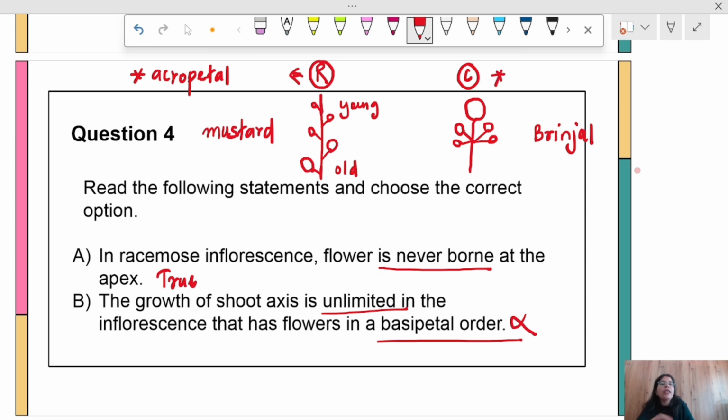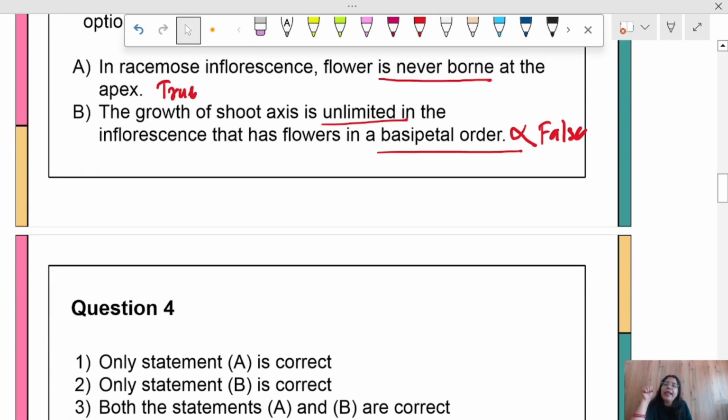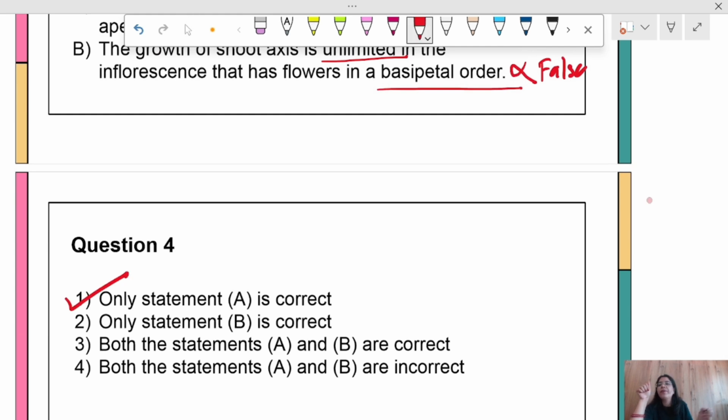On the other hand, the opposite is called basipetal, where the oldest is at the apex and the young is at the base. Okay, just remember the position of the young flower. Young at the apex, it is acropetal. Young at the base, it is basipetal, right? So this statement is false, right? So let's see what are the options given here. Only A is correct. Yes, understood.